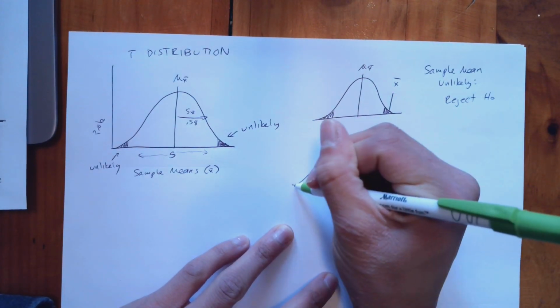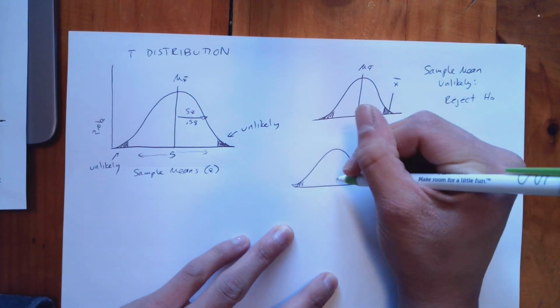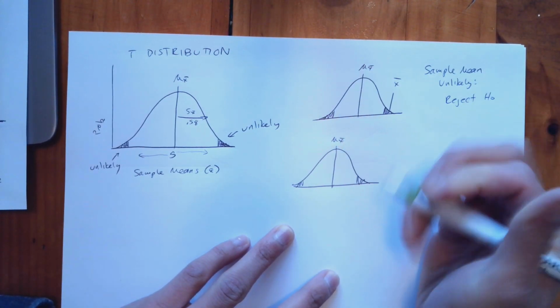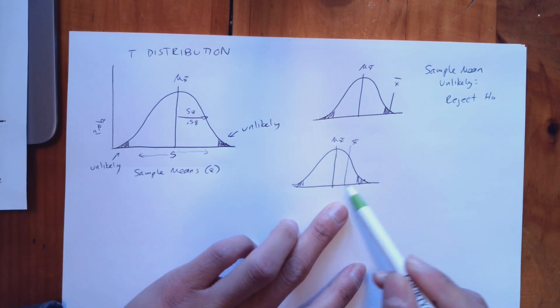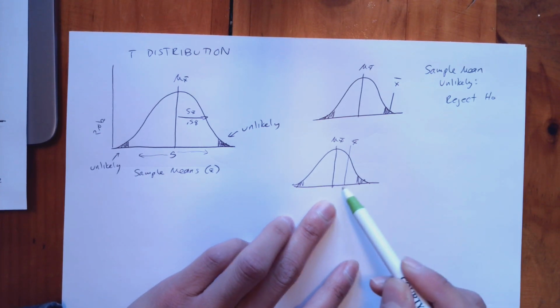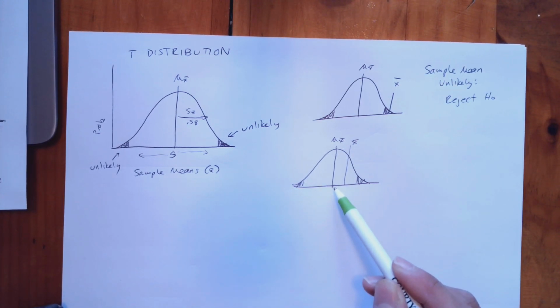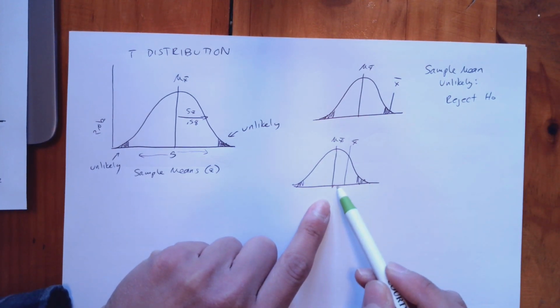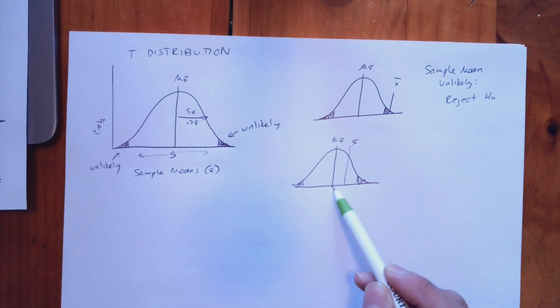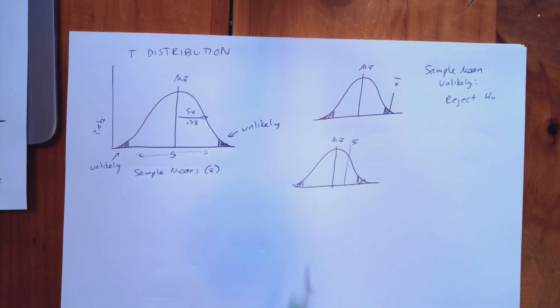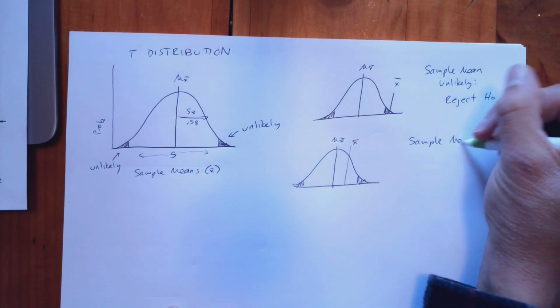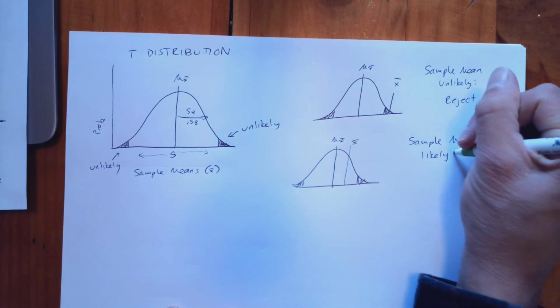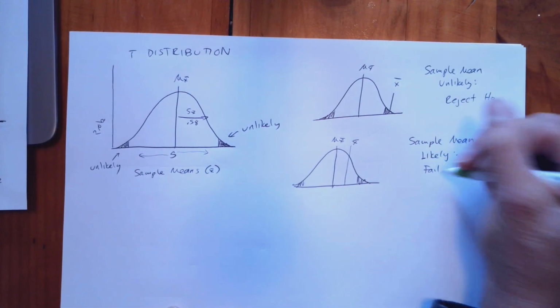On the other hand, if your sample mean falls in this unshaded area here, where these are pretty likely values to get given a null hypothesis of the mean being equal to 5, we're going to say this sample mean is pretty likely, given the null hypothesis that we have, so we don't have enough evidence to reject that null hypothesis. So if your sample mean is likely, we would say that we fail to reject the null hypothesis.